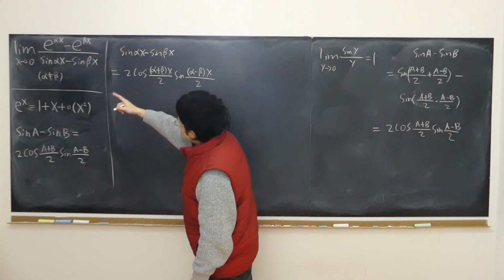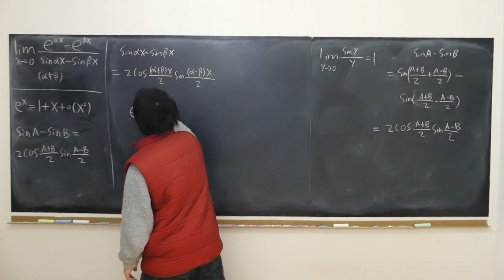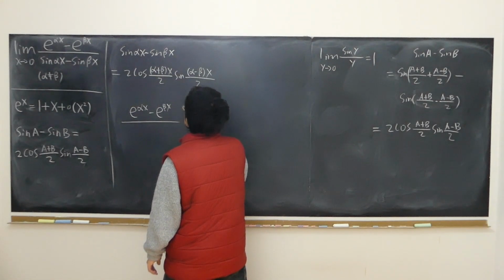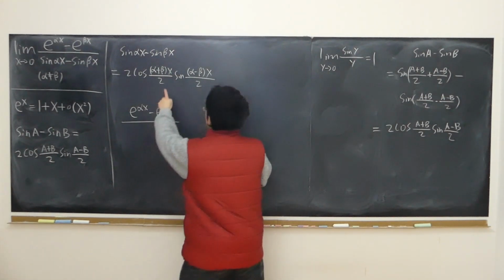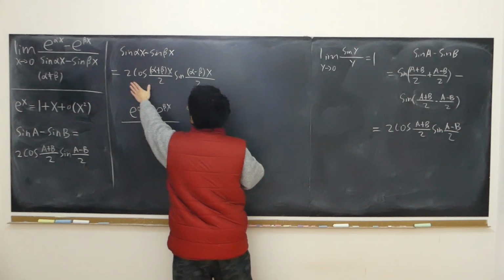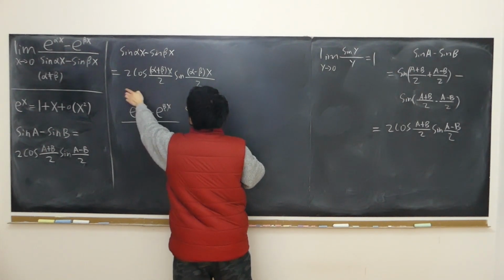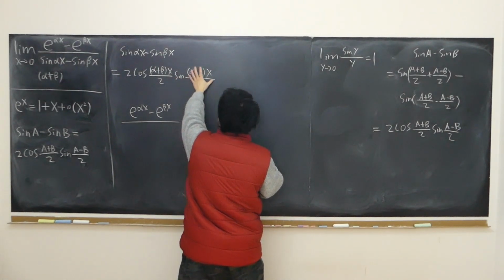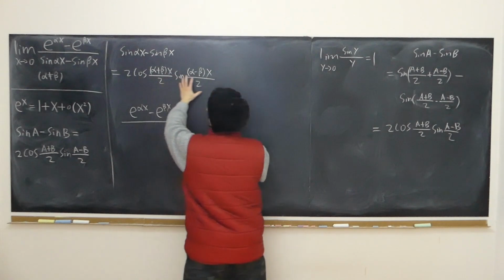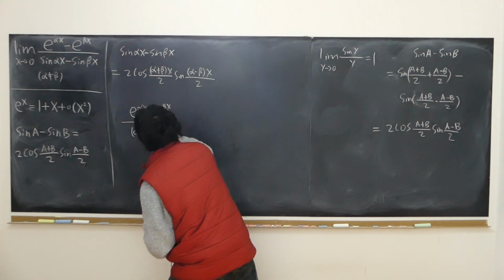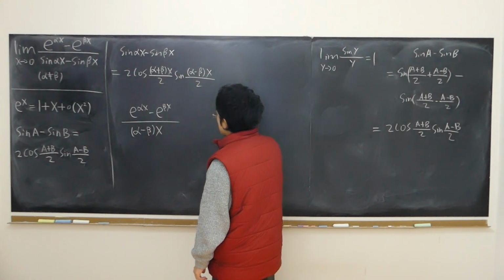So my original limit expression can be written as e to the alpha x minus e to the beta x over twice of... also notice that as x approaches 0, this angle approaches 0. Cosine 0 approaches 1. So this quantity approaches 2. So this is replaced with 2, and this is replaced with just the inside angle, 2 times the inside angle. 2 and 2 cancel out. I'm only left with alpha minus beta quantity times x. I just need to find out this limit as x approaches 0.